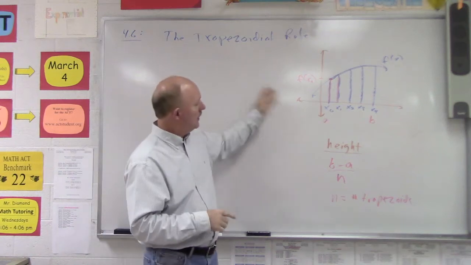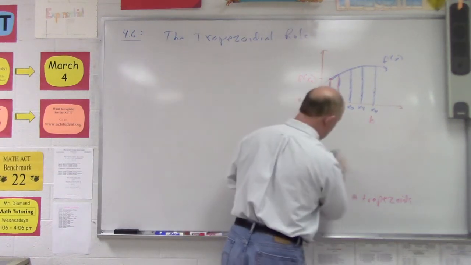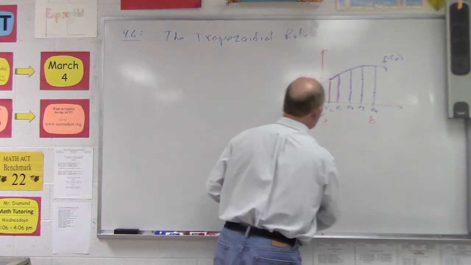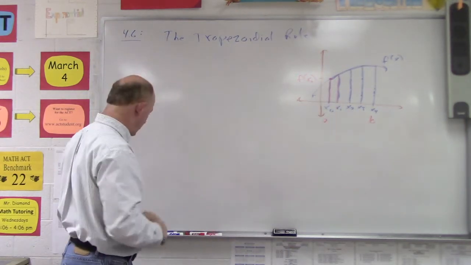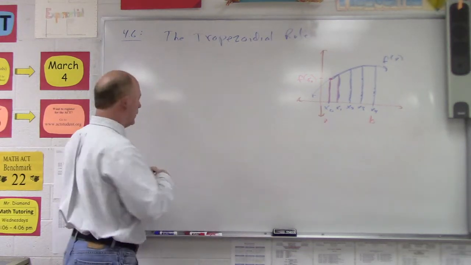But let's take a look at where we come up with our formula. Now as you look at our trapezoid here, to estimate our area between the curve and the x-axis, we're going to use our area formula for a trapezoid.